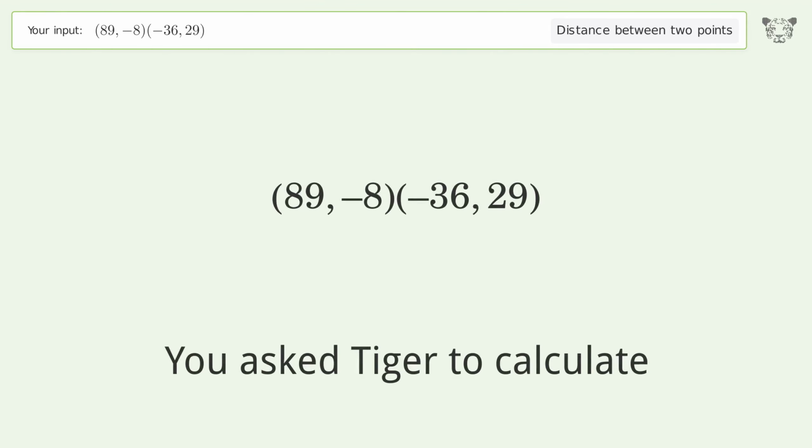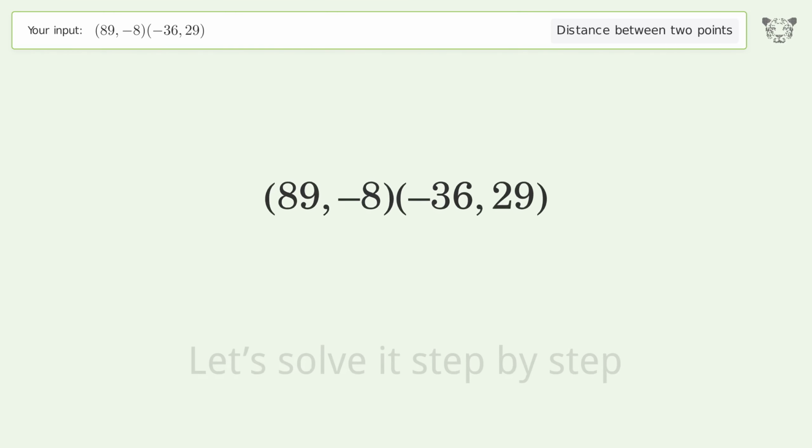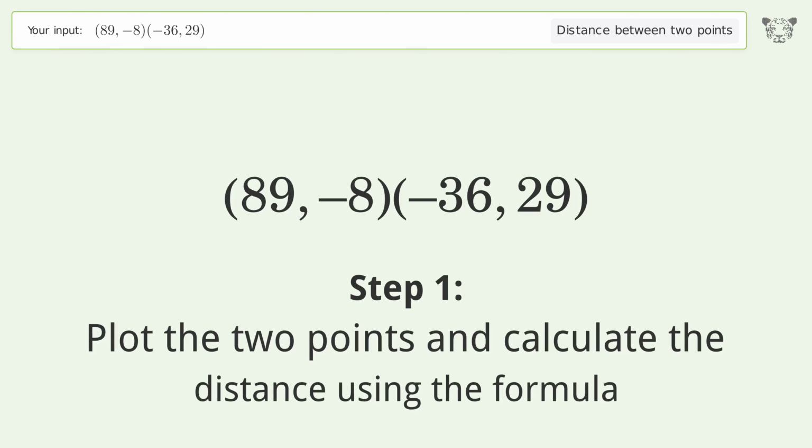You ask Tiger to calculate. This deals with the distance between 2 points. The distance between the 2 points is the square root of 16,994, or 130.361. Let's solve it step by step. Plot the 2 points and calculate the distance using the formula.